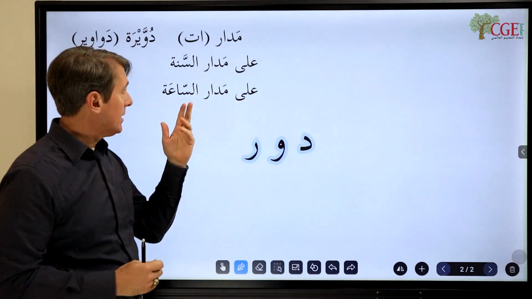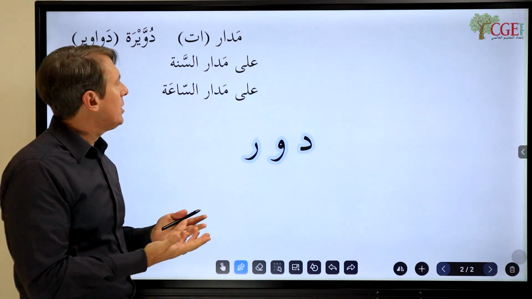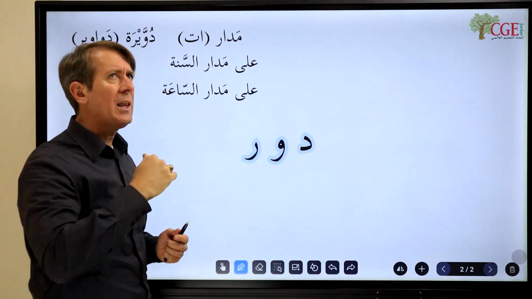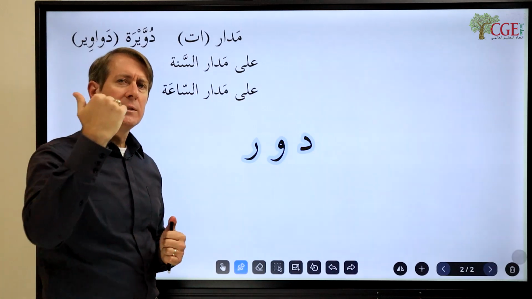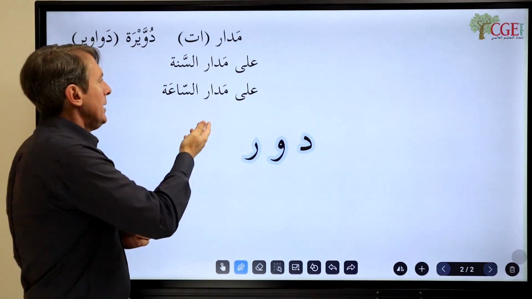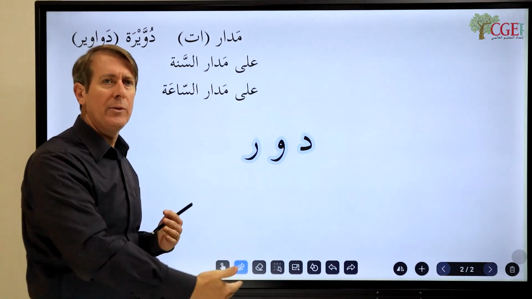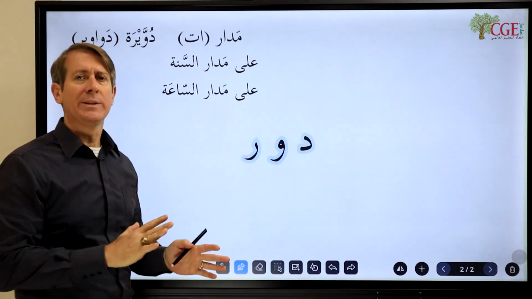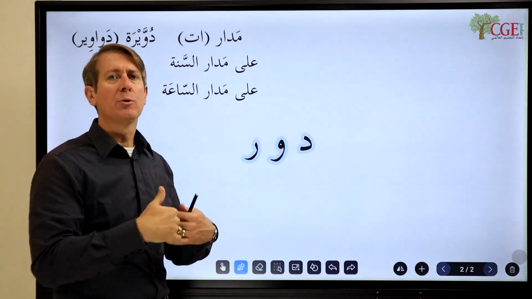Alamadar sene means all year around. Literally, it means on the scope of the year, or on the range of the year. Alamadar means continually throughout the year. However, when you say alamadar sa'a, it doesn't mean continually throughout the hour, no. It means 24/7, 24 hours a day. Alamadar sa'a, okay, 24 hours a day.